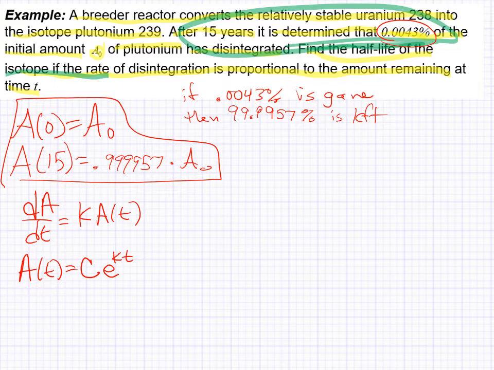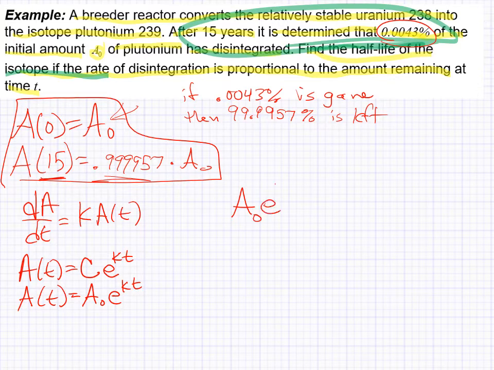Well, the initial amount is the same as in previous, so we also know that A of t equals A sub 0 e to the kt. I think we could jump straight to there by solving for that C the same exact way. Here's the big thing. Now we jump to 15 years, this is it. So if we jump to 15 years, we know that at 15, e to the k times 15, at 15 years, this should be equal to 0.999957 times the initial amount.